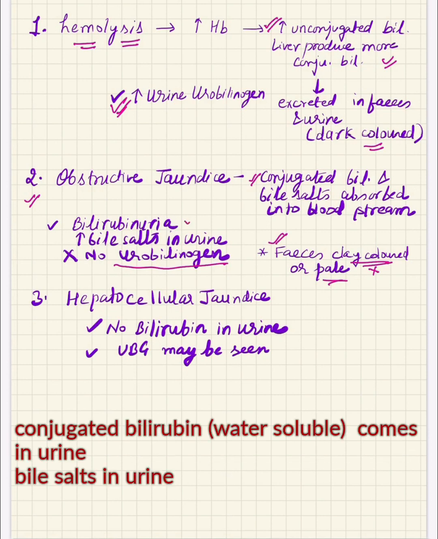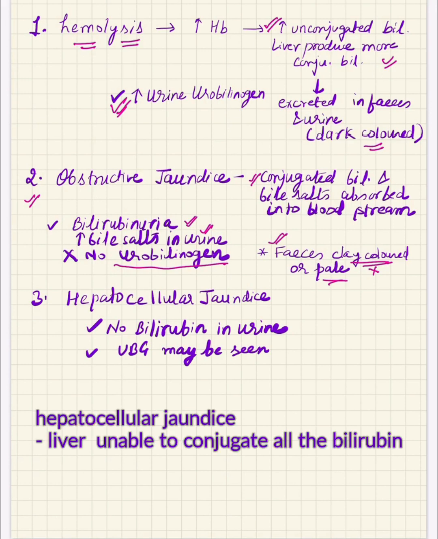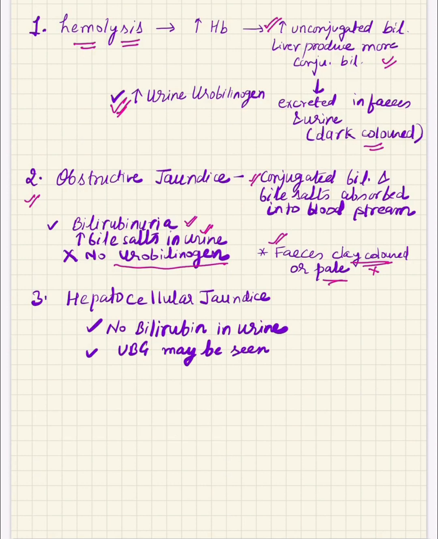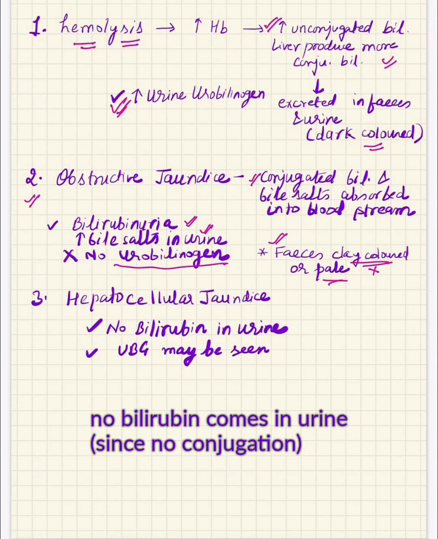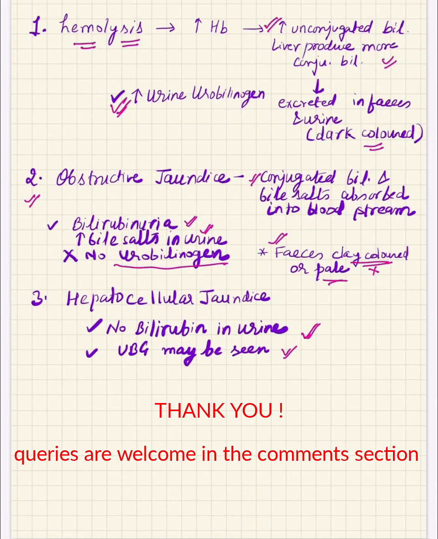So in the urine, bilirubin and increased bile salts will be seen in obstructive jaundice. In hepatocellular jaundice, there is damage to the hepatocytes and the capacity of the liver to conjugate is decreased. So in the urine, there is no bilirubin. Bilirubin will not be seen, but urobilinogen may be seen because small amounts are formed in the intestine.